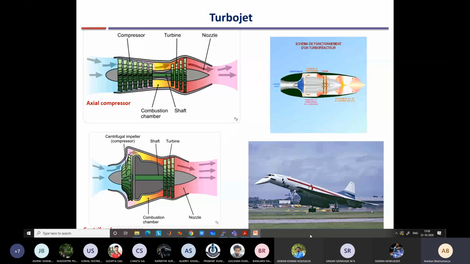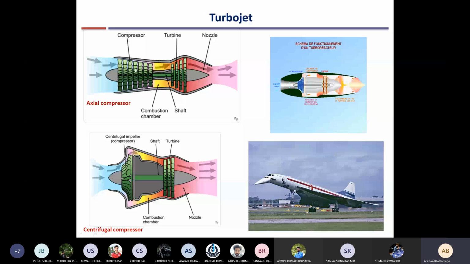Anyway, let us come back to this turbojet. One by one we will go. It is the simplest type of engine. What we have, you already know, because we have studied industrial gas turbines.